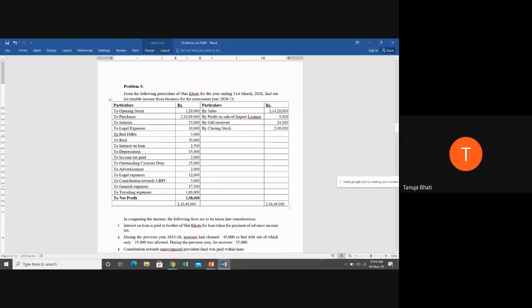Next is bad debts. Now tell me students, bad debts is an allowable or a disallowable expenditure?